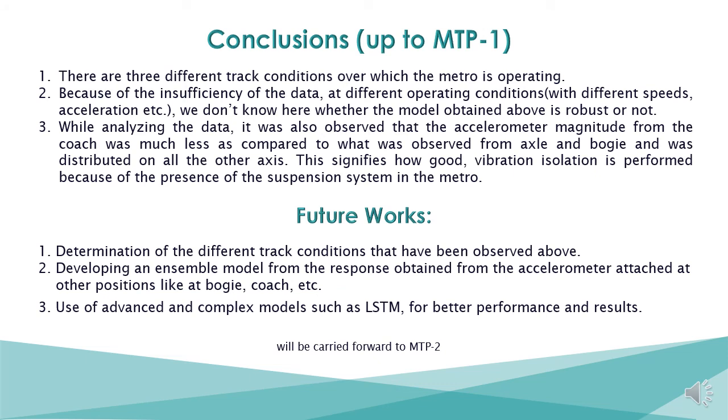Coming to the conclusions, we got to know that there are three different track conditions over which the metro is operating. But because I had been given the data from only one run, that is, my data does not cover different operating conditions, I can't actually say whether my model is robust or not.